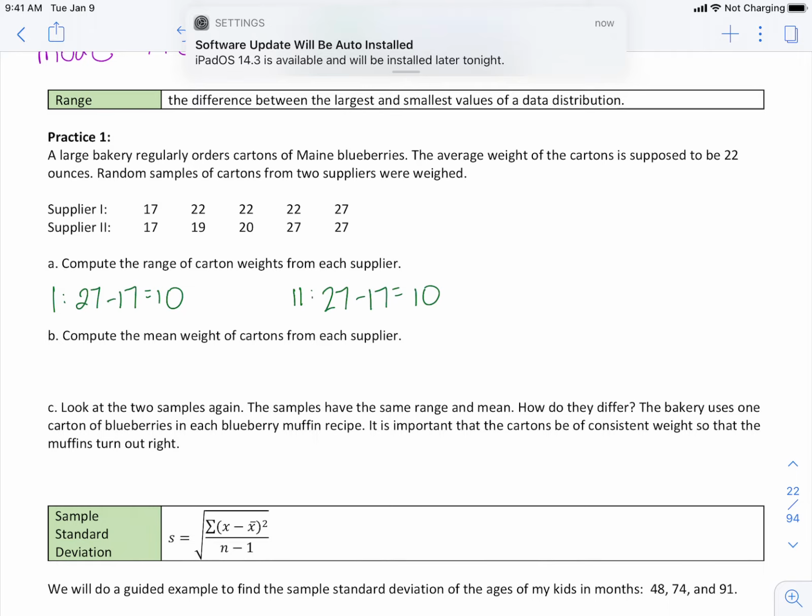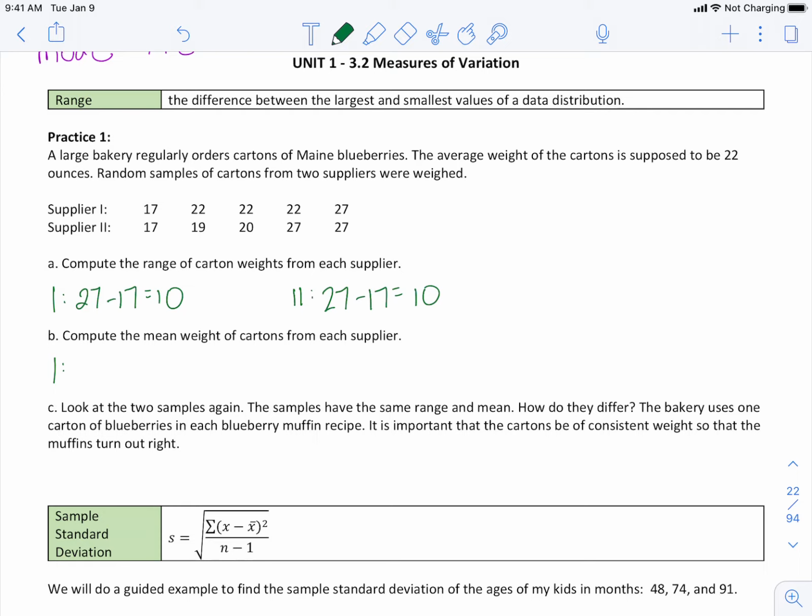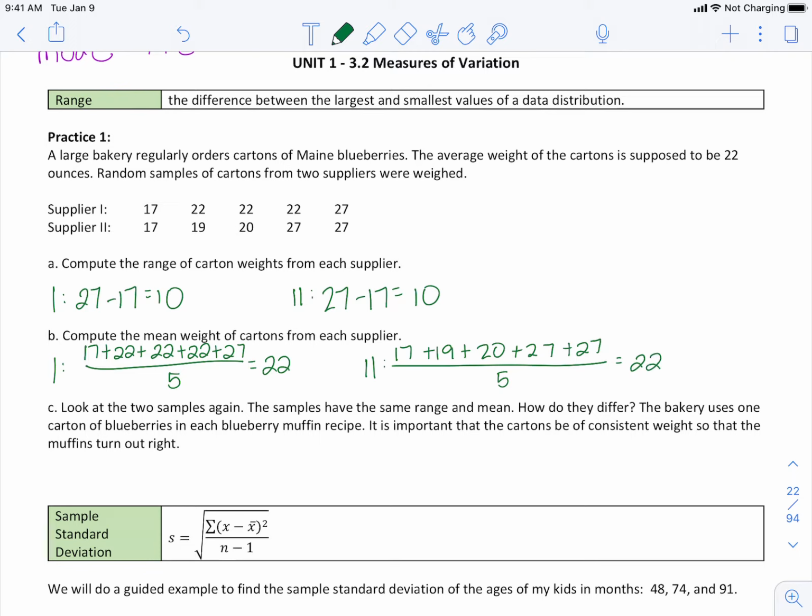B says, compute the mean weight of cartons from each supplier. So supplier 1, let's add these up: 17, 22, 22, 22, and 27. Divide by 5. That gives us a mean of 22. For supplier 2, we have 17, 19, 20, 27, 27. Divided by 5. And again, we have a mean of 22.